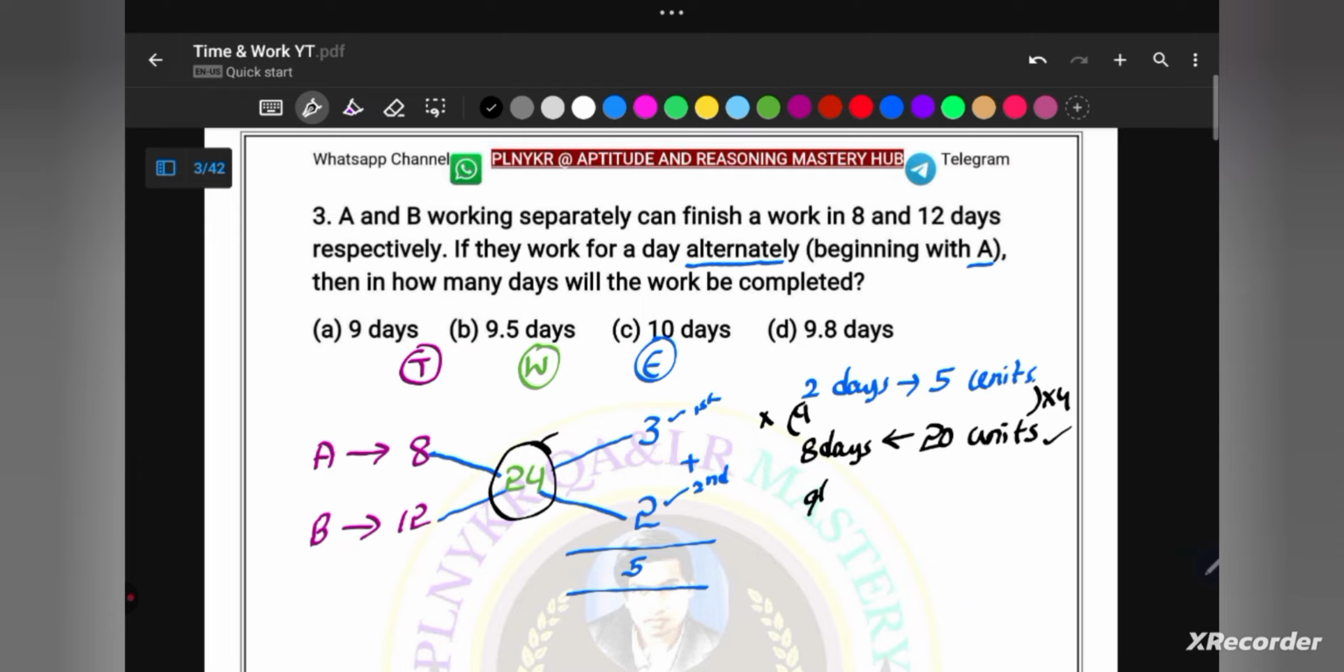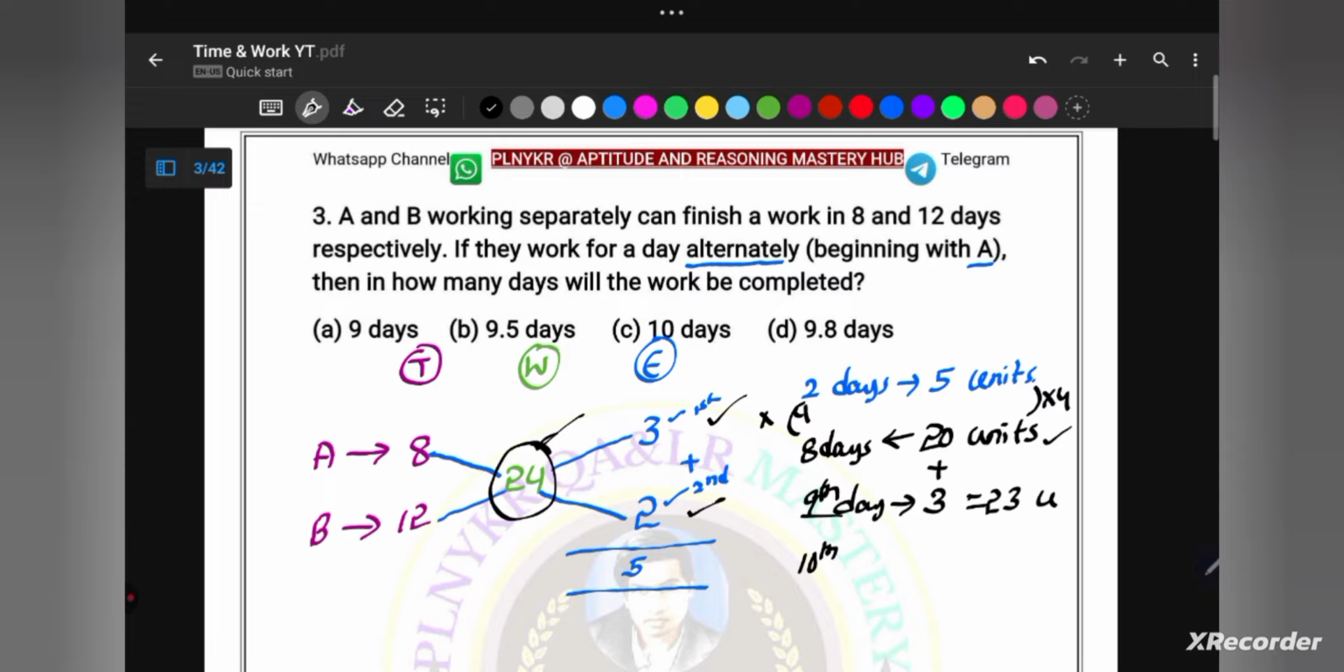On the 9th day, who will be working? A will be working. A will be completing 3 units per day. So after completing the 9th day, 23 units of work is done. By the end of the 9th day, 23 units is completed, but the task is 24. Remaining work is 1.